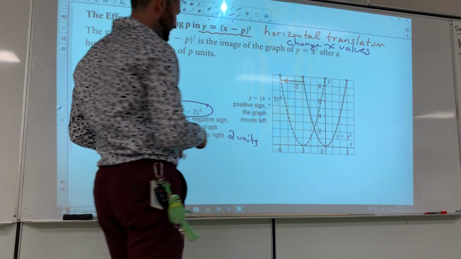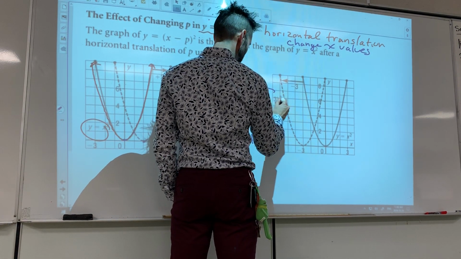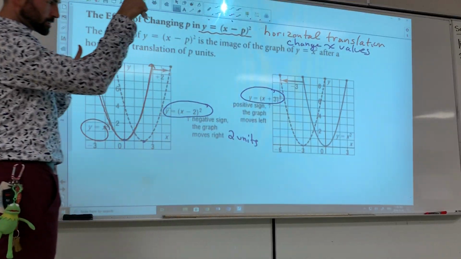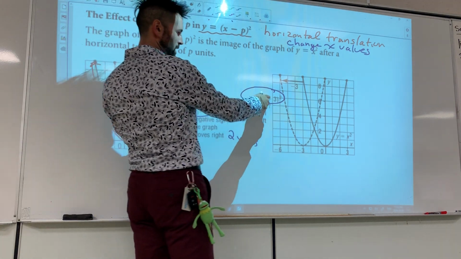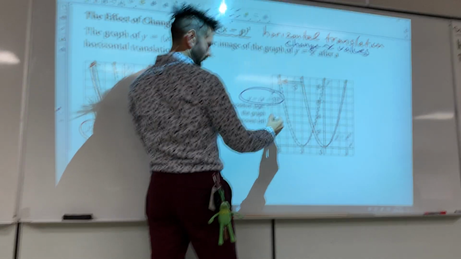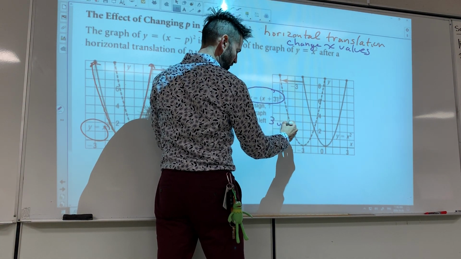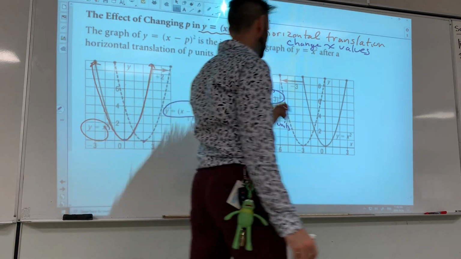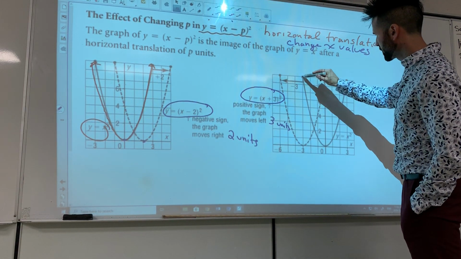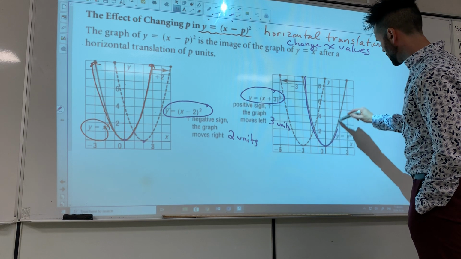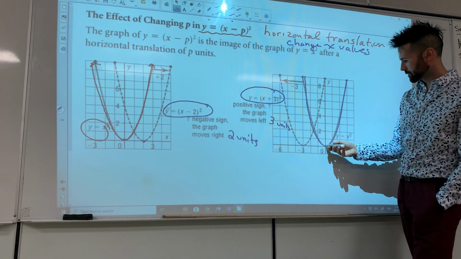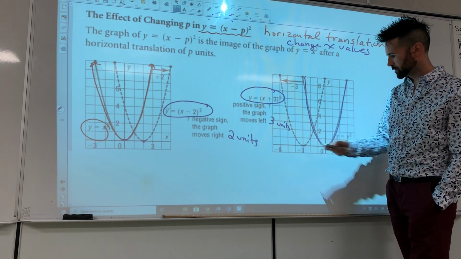I like it. Let's look at this example. So y equal x plus 3 in brackets squared. So positive sign moves it to the left. So it moves left and just add 3 units. And then we can check on our graphs. So here's the original graph. Y equal x squared. And if you check out the vertex, it goes 1, 2, 3 units over that way.